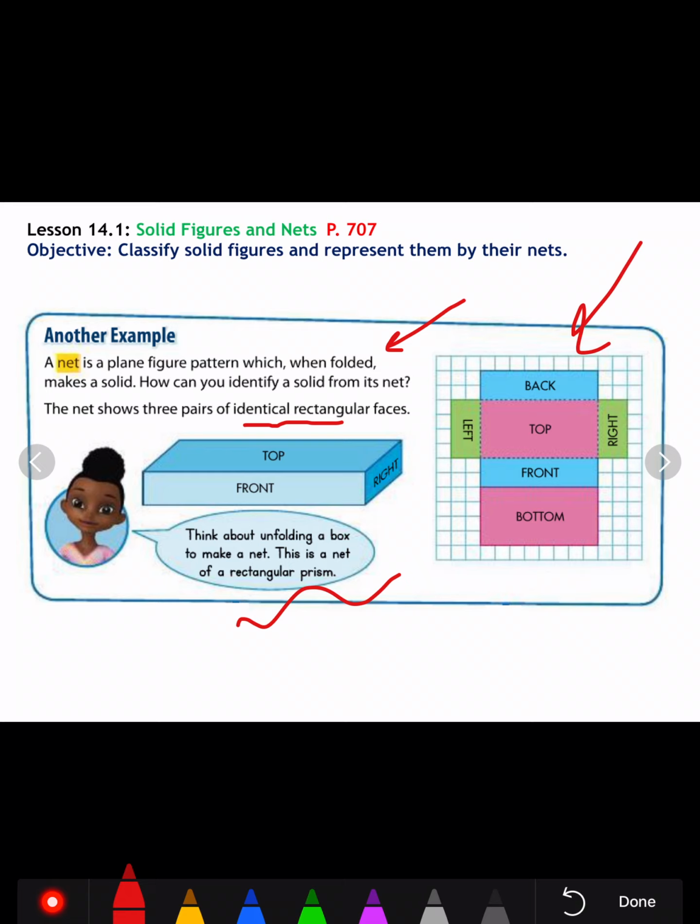So this net, if you fold it, you will get the prism, or rectangular prism. Now this is the bottom, and this is the top, and this is the front, and this is the back, here right and left. If you fold it, you will get the rectangular prism. The most important thing about the net is that it's a plane figure. It's not a solid figure, because you already unfolded the solid.